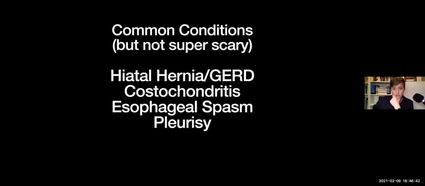Costochondritis, I'll talk more about that, but that's chest wall inflammation. Esophageal spasms are incredibly not scary, but very, very painful and strongly mimic MIs. And then this pleurisy thing that we hear about all the time.